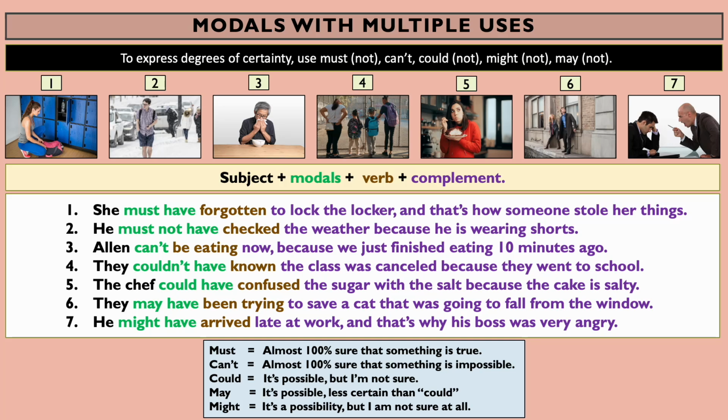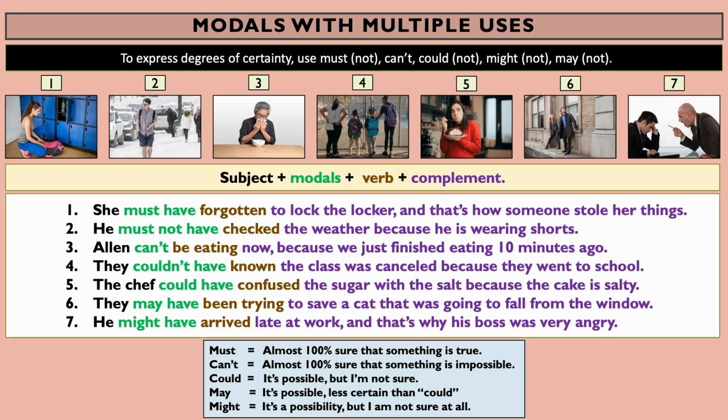In the first example, she must have forgotten to lock the locker, and that's how someone stole her things. You're almost 100% sure that the reason why somebody stole her things is because she forgot to lock her locker. And to express this, you're using must, have, and the past participle. The past participle of forget in this case is forgotten.